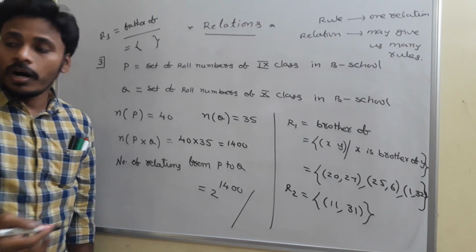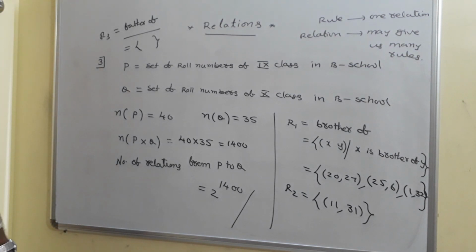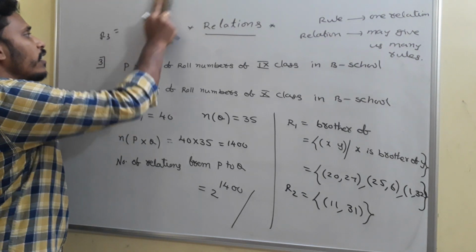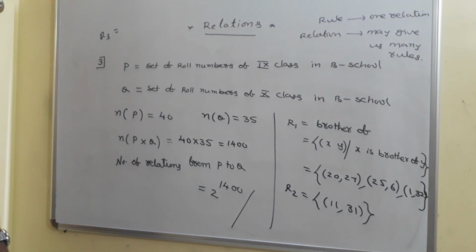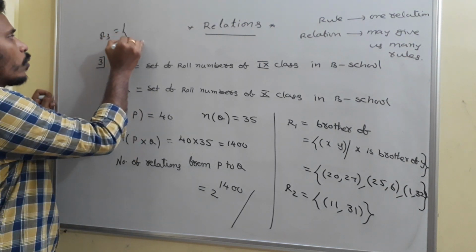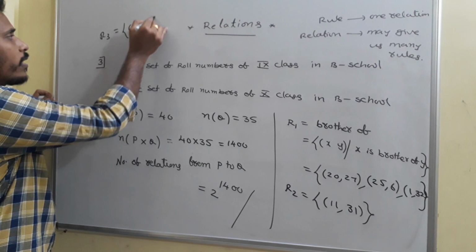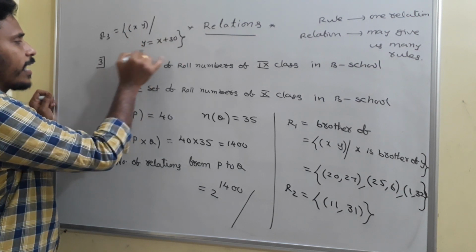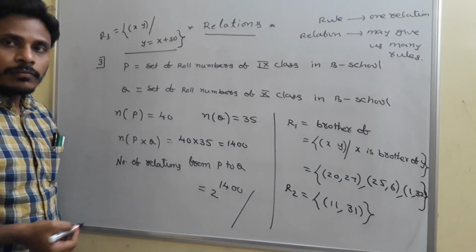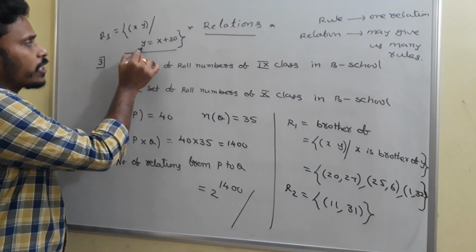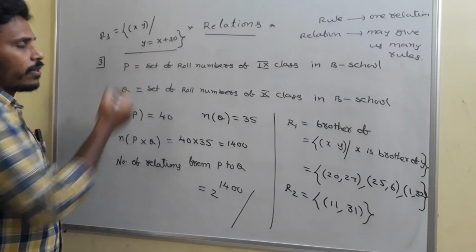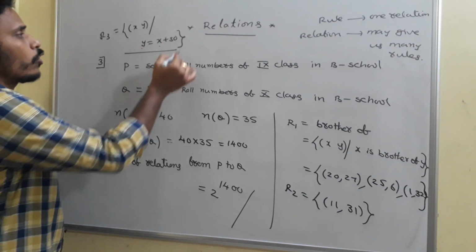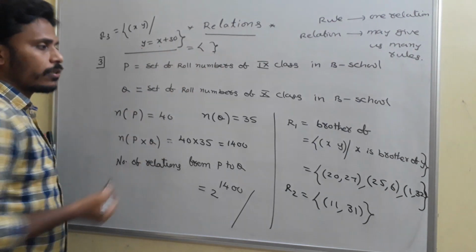Is it clear? Or sometimes I may give you that the age of y is 30 years more than the age of x. If I say like that, R3 is equal to the set containing ordered pairs x comma y such that y is equal to x plus 30 as per their age. So age of y is equal to age of x plus 30. Is there any such possibility? No. So this R3 is clearly an empty relation.